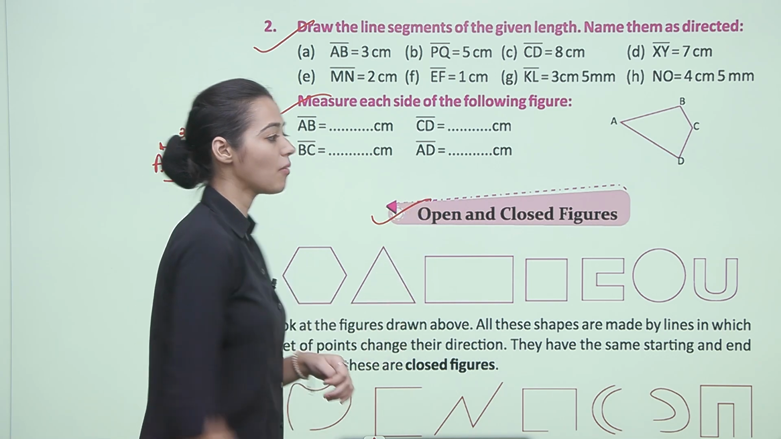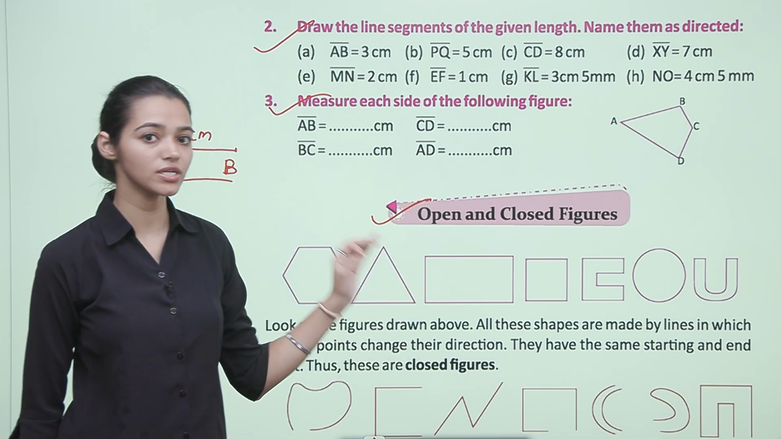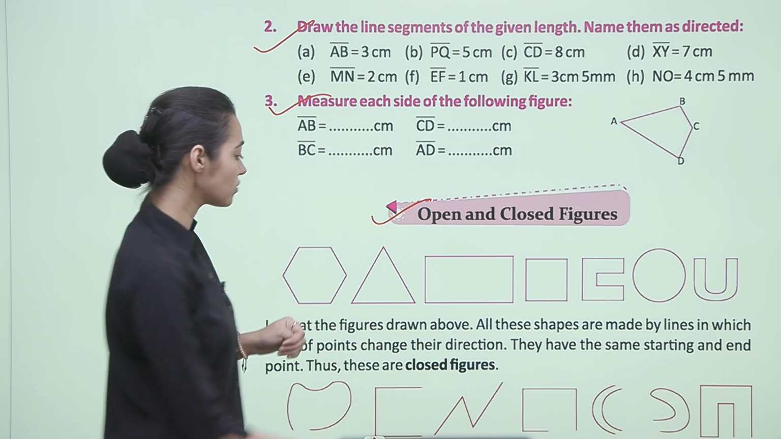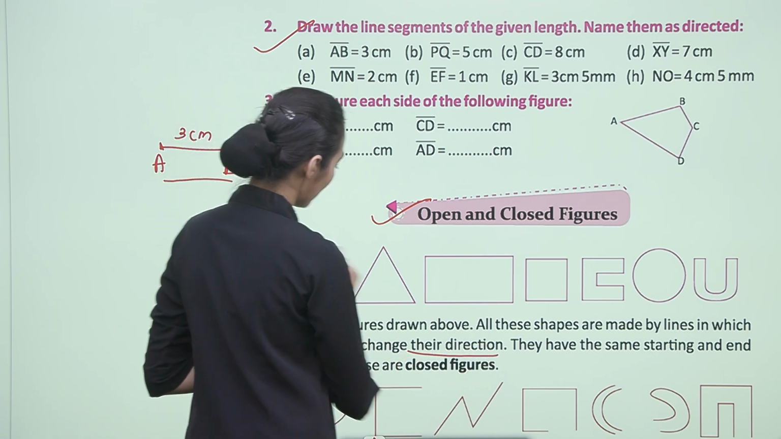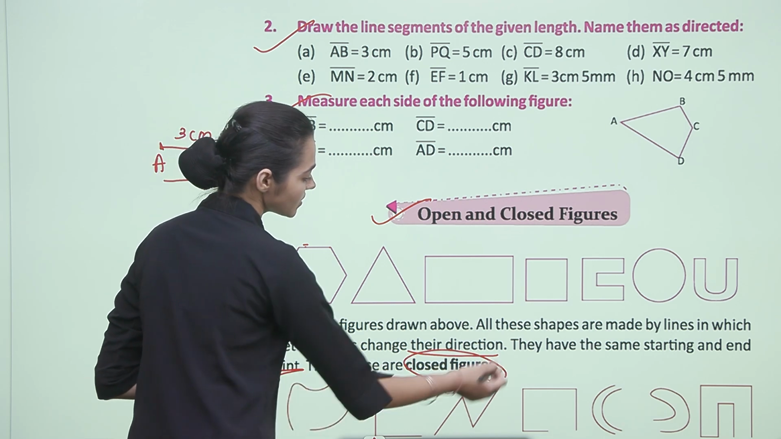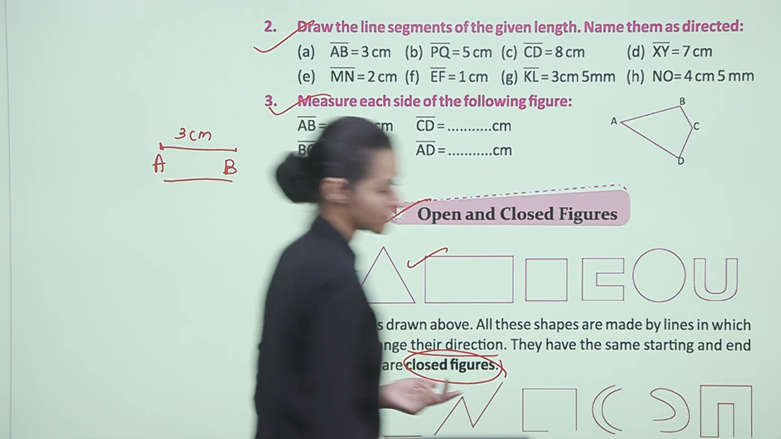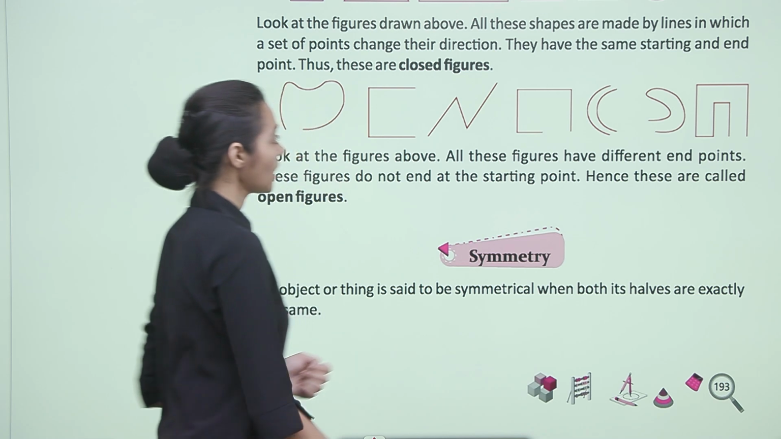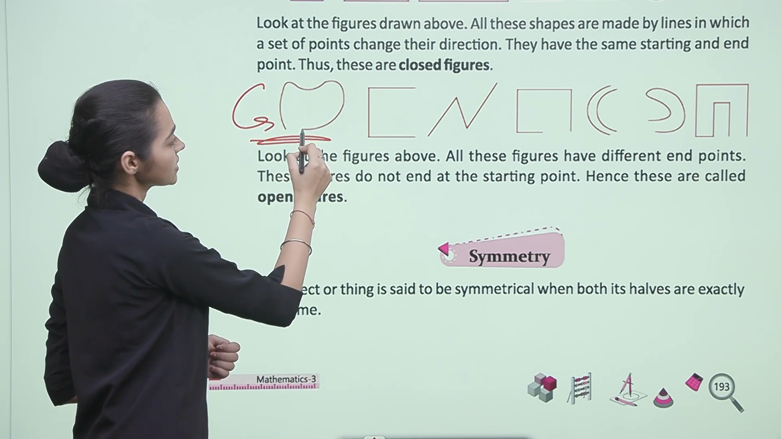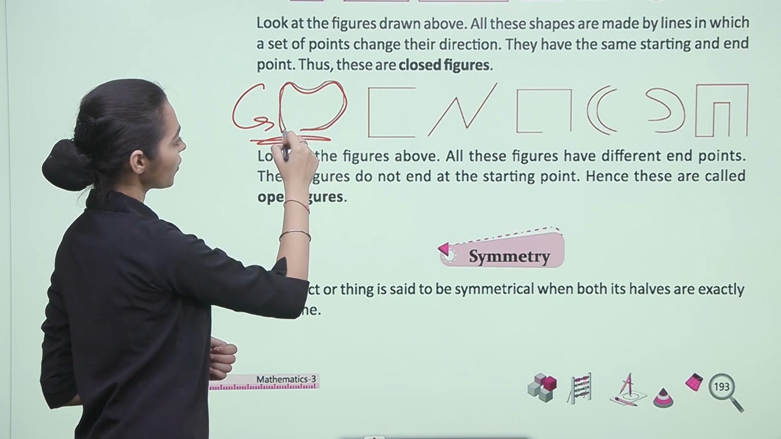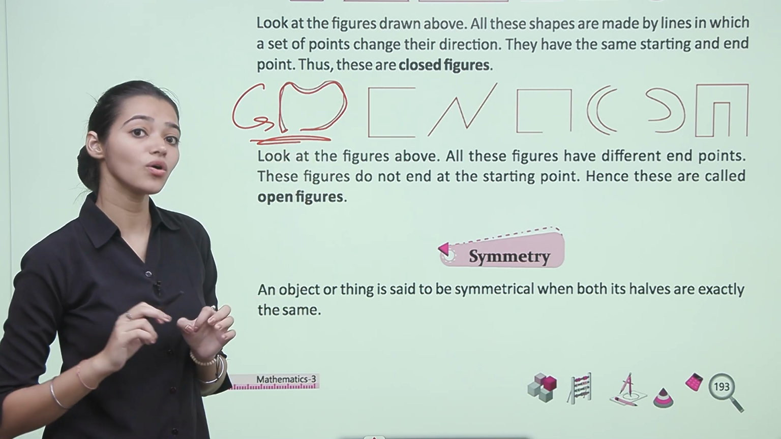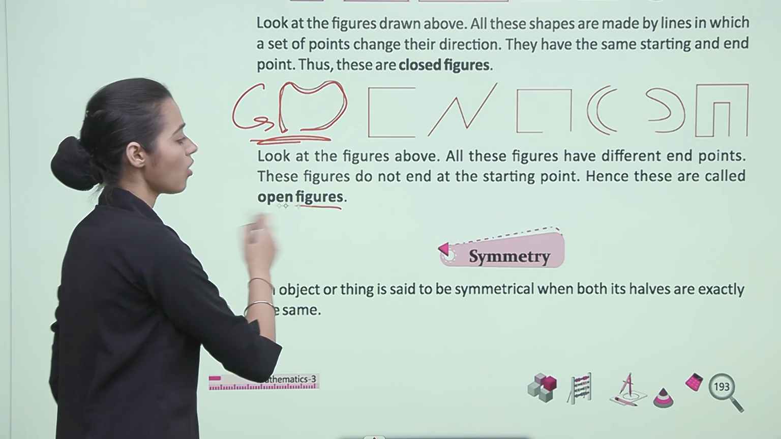Now in the next one, we have open and closed figures. Now look at the figures drawn above. All these are made by lines in which a set of points changes their directions. They have the same starting point and the same ending point. Thus these figures are closed figures. But look at these figures, they have different endpoints. Suppose this is the starting point, but the ending point is this, that means both are different. So if the figure does not end at the starting point, then it is an open figure.